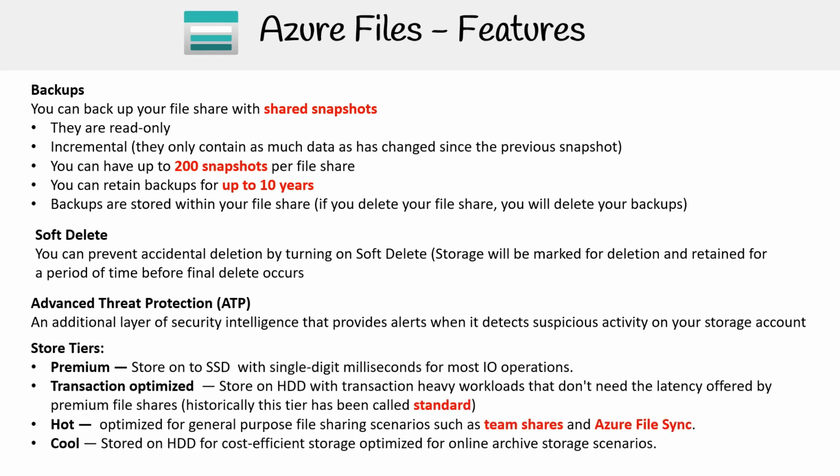Storage tiers. Premium: stored on SSD with single-digit millisecond latency for most IO operations. Transaction optimized: stored on HDD, for transaction-heavy workloads that don't need the latency offered by premium file shares. Hot: optimized for general-purpose file sharing scenarios, such as team shares and Azure File Sync. Cool: stored on HDD, for cost-efficient storage optimized for online archive storage scenarios.